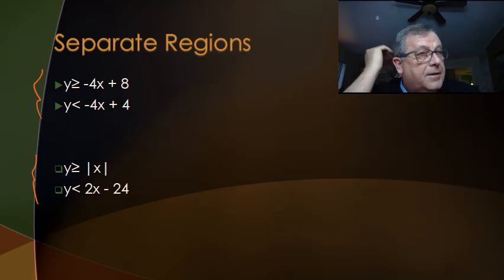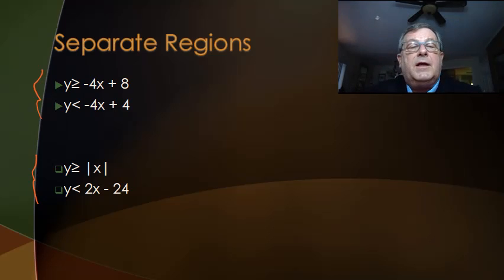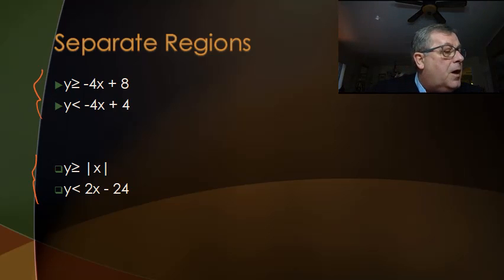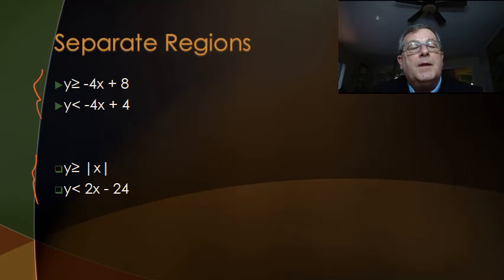But now we're looking at solving systems of inequalities. So I've got first, and this corresponds to page 147 in your textbook. This is example 2, the guided practice 2A and 2B. So let's look at our first inequality. We've got y is greater than or equal to negative 4x plus 8. And then our second is y is less than negative 4x plus 4.